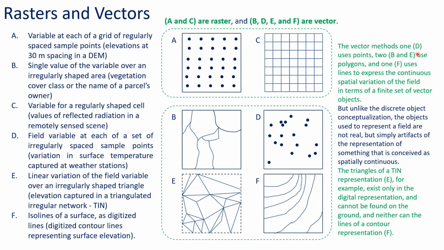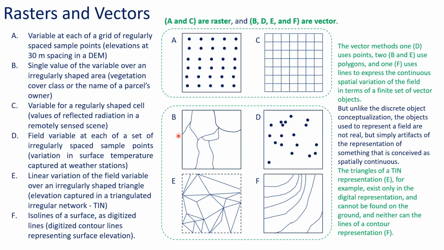And the vector method, 1, D uses points, 2, B and E uses polygons, and one uses lines to express a continuous spatial variation of the field in terms of a finite set of vector objects. But unlike the discrete object conceptualization, the objects used to represent a field are not real, but simply artifacts of the representation. I told you that it's actually a model of the reality. So it depends on how you want to model the reality in the GIS or spatial analytics model.